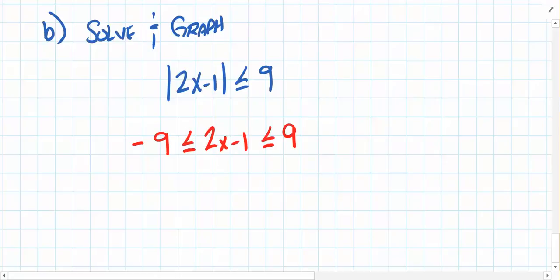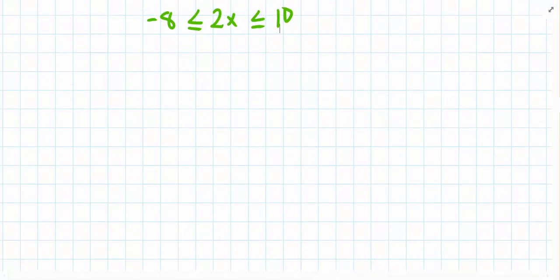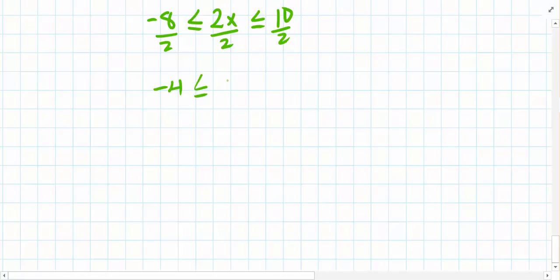Okay, so what do I do here? How do I get my x by itself? Same idea. Let's add 1 everywhere, right? Let's add 1, let's add 1, let's add 1 everywhere. So negative 9 plus 1, that's worth negative 8. So that's less than or equal to 2x. That's less than or equal to 9, and 9 plus 1 is worth 10. Good. If I move up a little bit, I have this. So what do I want to do now? Divide by 2 everywhere. Very good. Divide by 2, divide by 2, divide by 2. So negative 4 is less than or equal to x, which is less than or equal to 5.